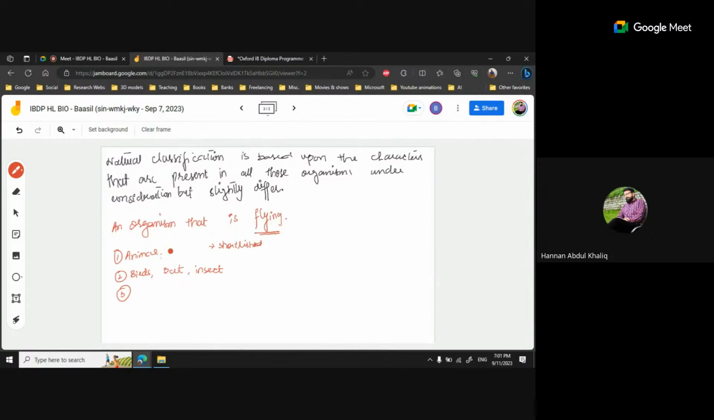If you are considering 5 or 10 groups, it is obvious that flight is not present in the others. So it would be unnatural to classify them, or at least to classify them immediately, on the basis of flight. You may classify them on the basis of flight later, once you have shortlisted the organism, but not at the very beginning, because in the beginning you need to consider something that is common between all of them.